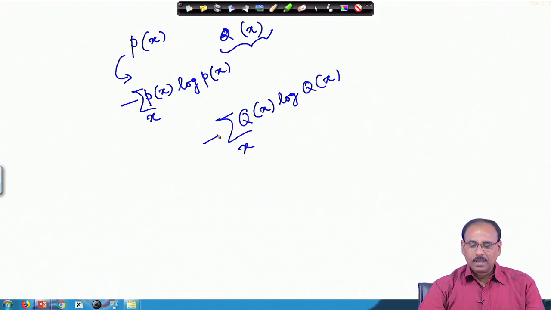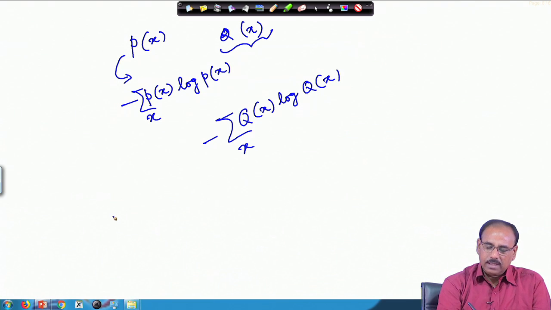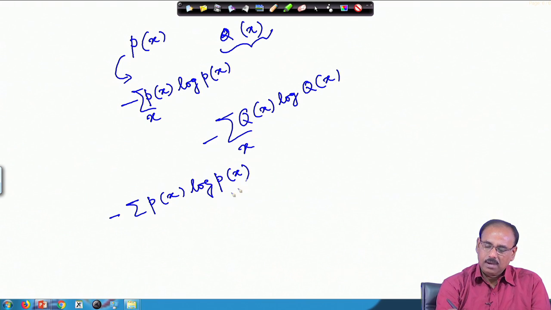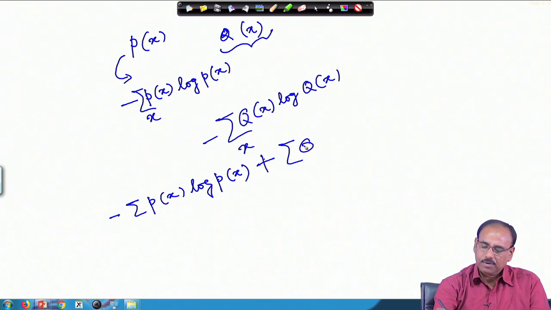Now, if I want to find out the difference or the divergence between these two probabilities, I can estimate that using the difference of the information content of these two probabilities. In other words, what I want to find out is minus the sum of p of x log of p of x, minus the minus sum of q of x log of q of x. So, that becomes plus the sum of q of x log of q of x.